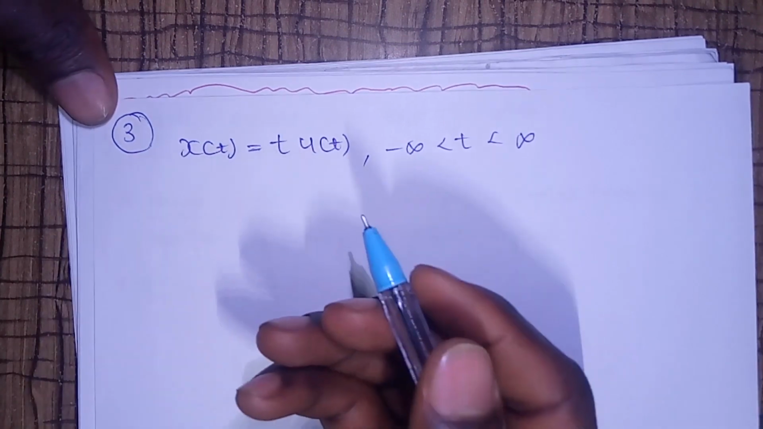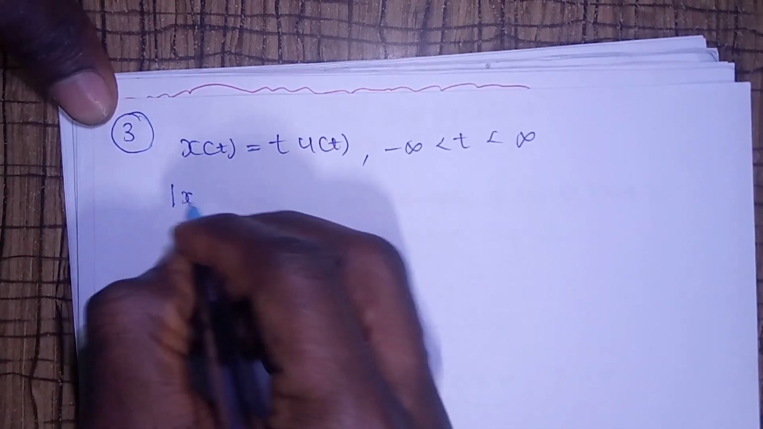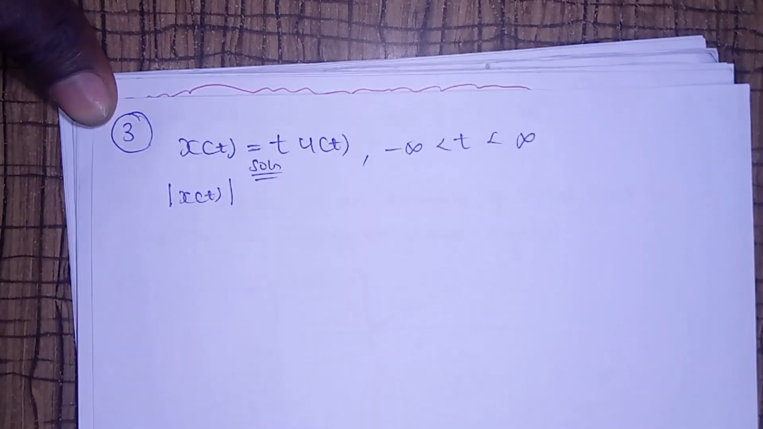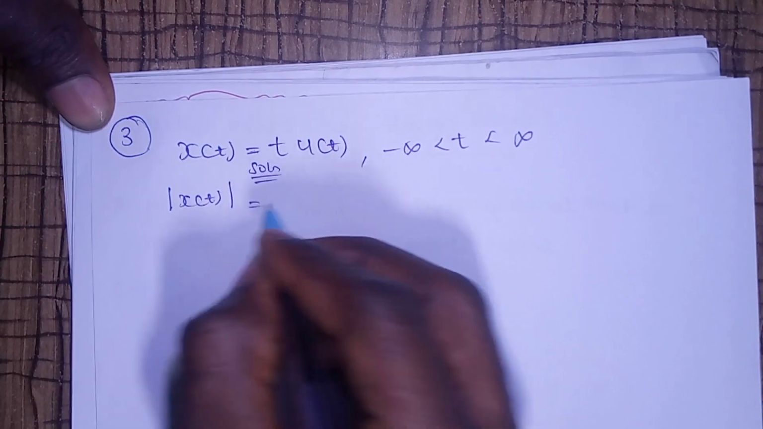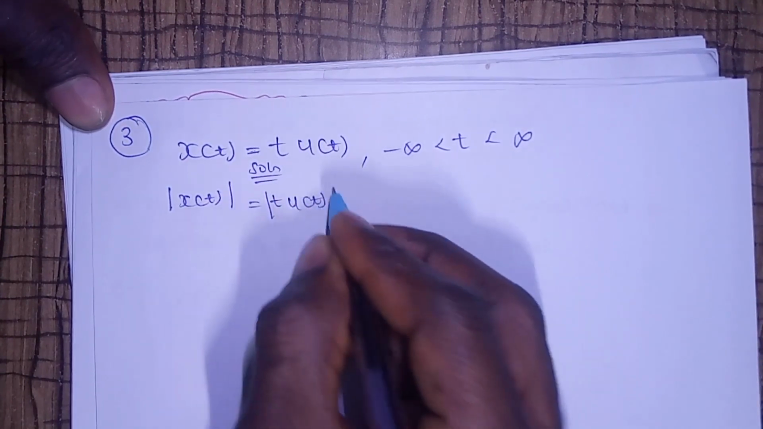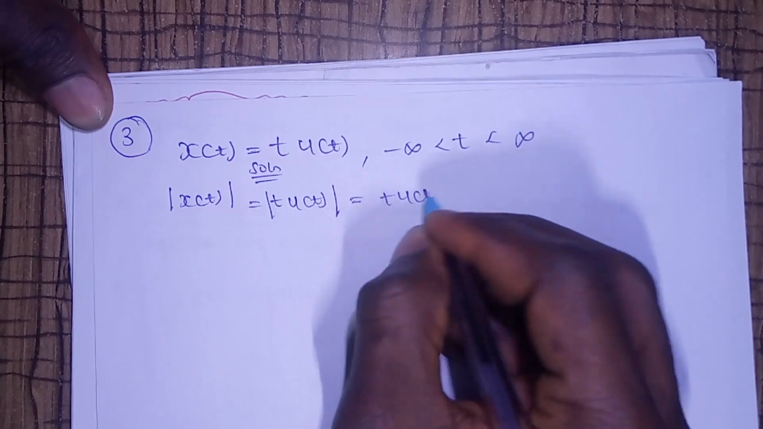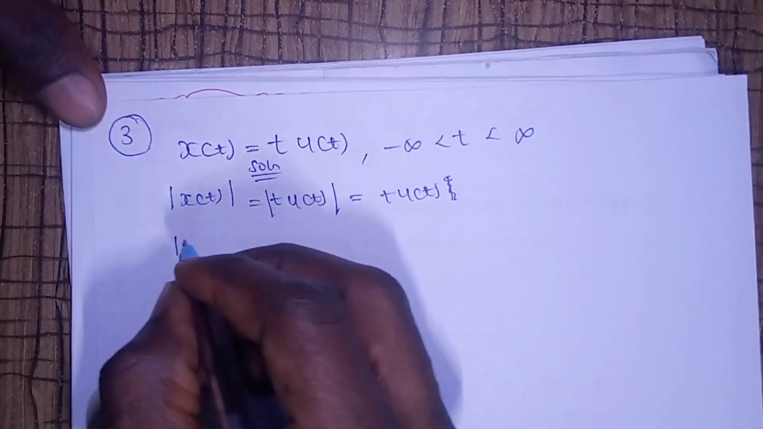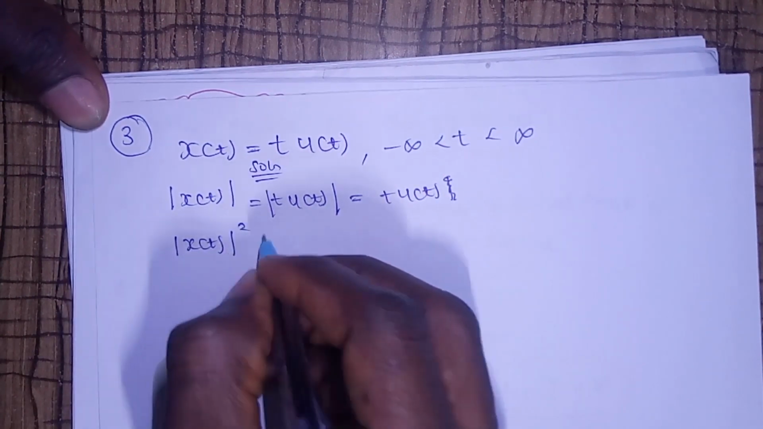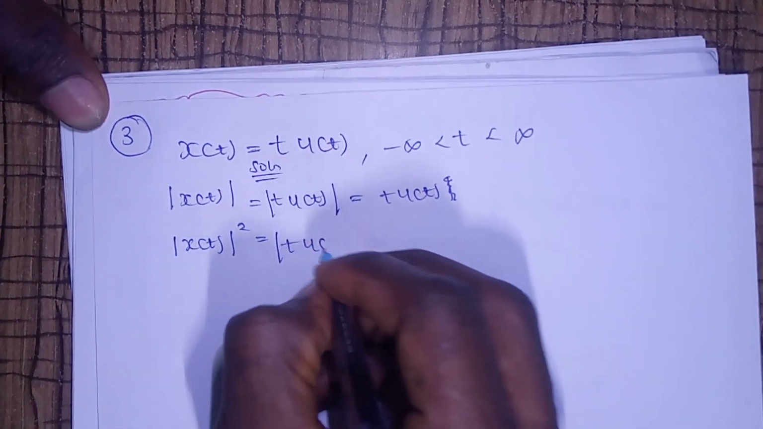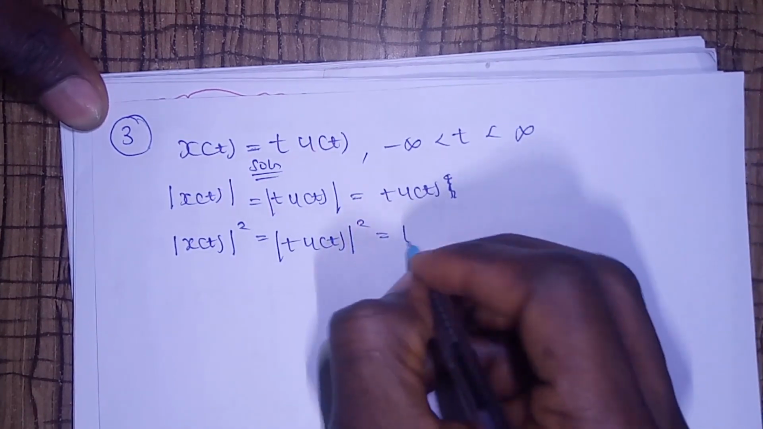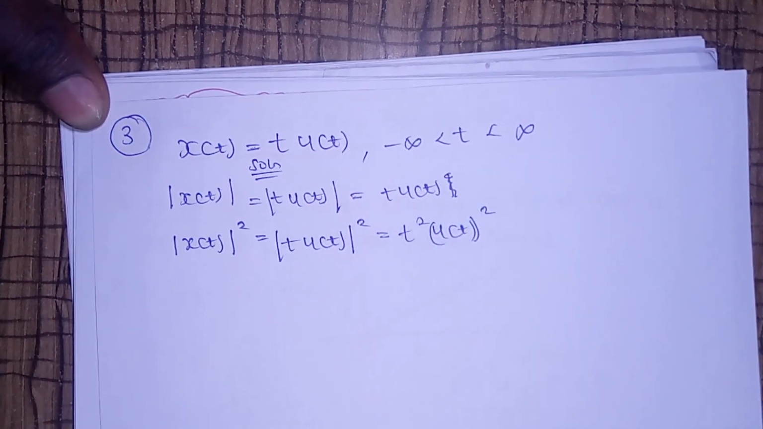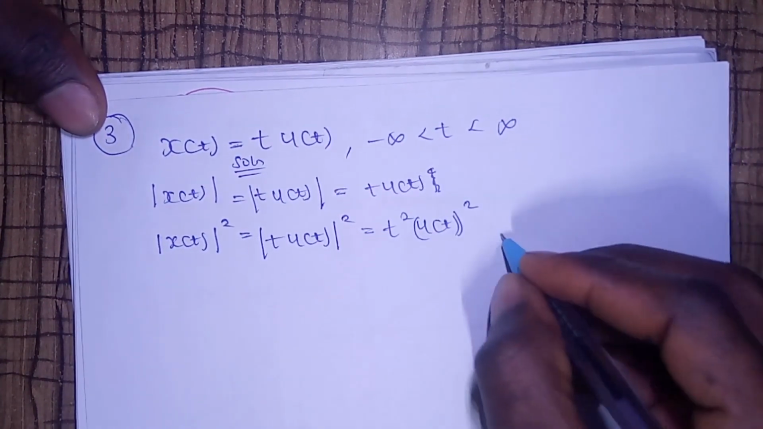The first thing we need to do, as we usually do, is take the absolute value of this signal. So let me write the solution here. After we take the absolute value of the signal, it is the same thing, because there isn't any negative value. The minute there's a negative value, it becomes positive. So we need to take the square of this absolute value, which is going to give us t squared u of t, all squared.